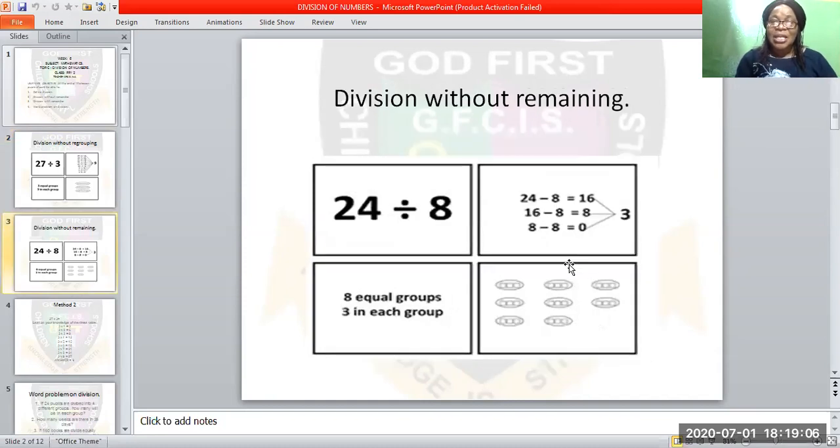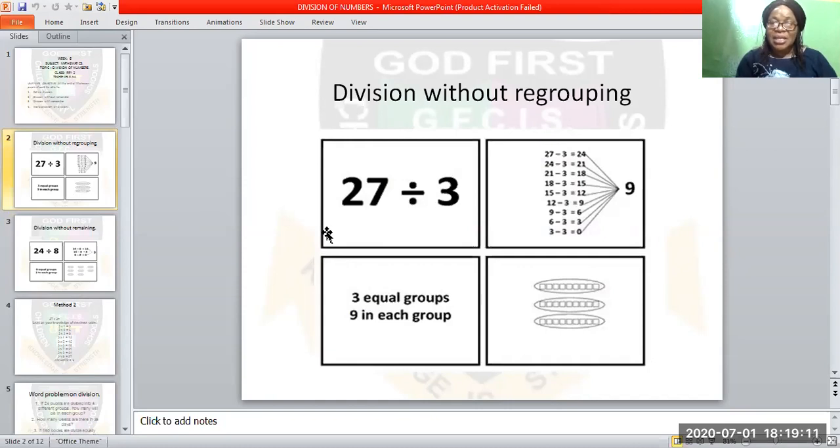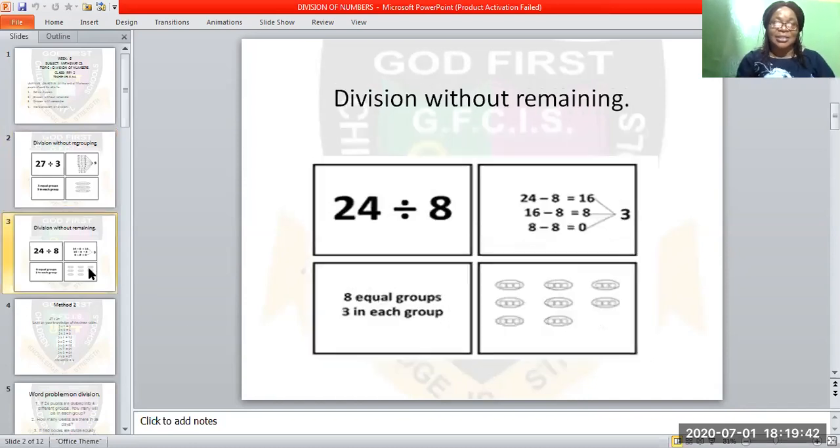Another way to do that is to count the group, separate them in groups. In 3 groups. 3 groups of 9 will give us 27. For instance, we have 1, 2, 3, and then we have 9 pebbles in each. Assume we have 9 pebbles in 3 groups. We will have 27 altogether. Is that clear? Do you understand? All right. Let's look at the next example.